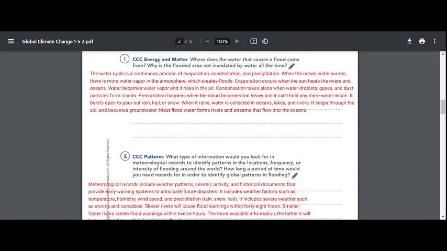When it rains, water is collected in oceans, lakes, and rivers. It seeps through the soil and becomes groundwater. Most floodwater forms rivers and streams that flow into the oceans.